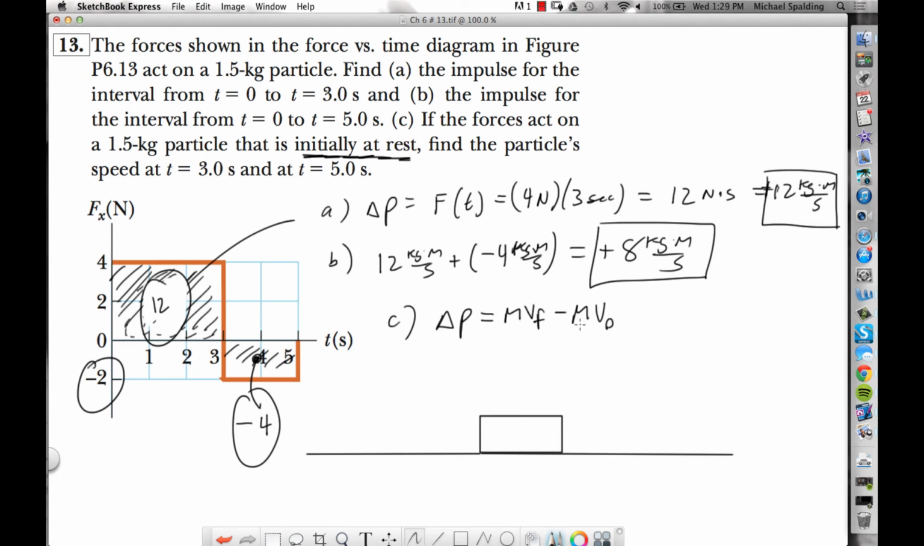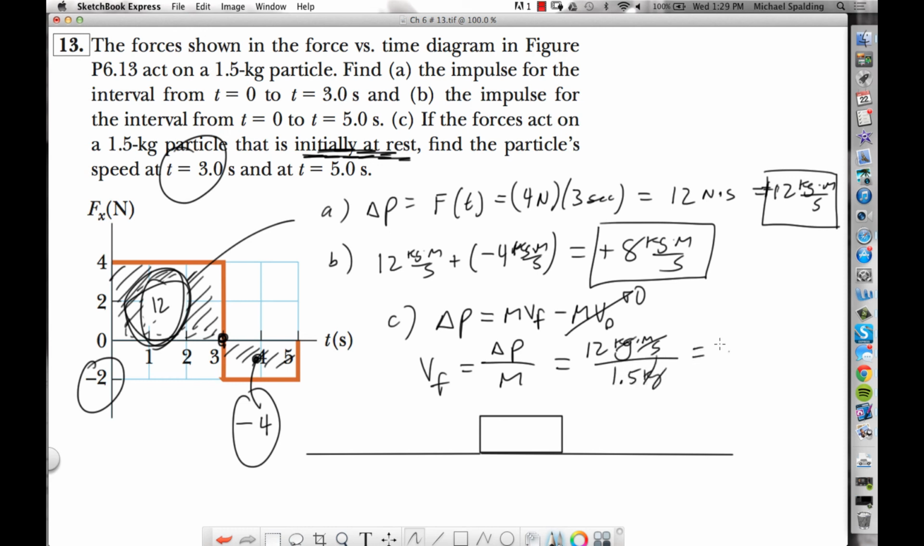What do we know about the initial velocity? It's 0 right here. It says initially at rest. So v final is going to be change of momentum over m. At t equals 3, what was the impulse? 12. So this would be 12 kilogram meters per second over 1.5 kilograms. The kilograms cancel and we get 8 meters per second. That's the velocity at 3.